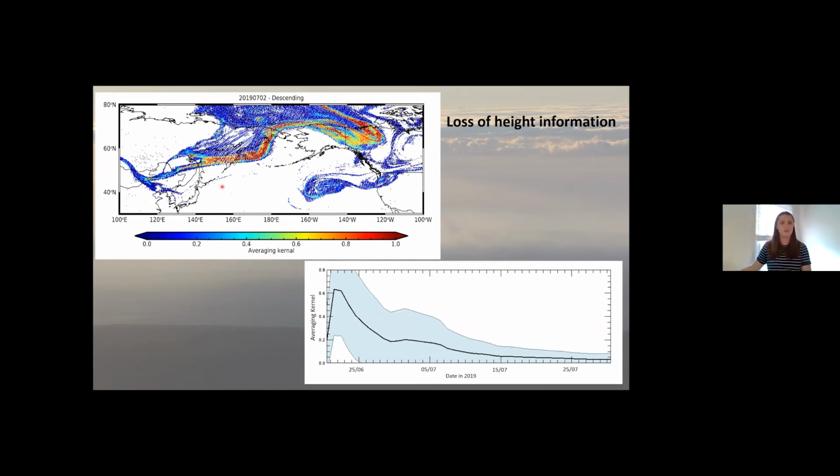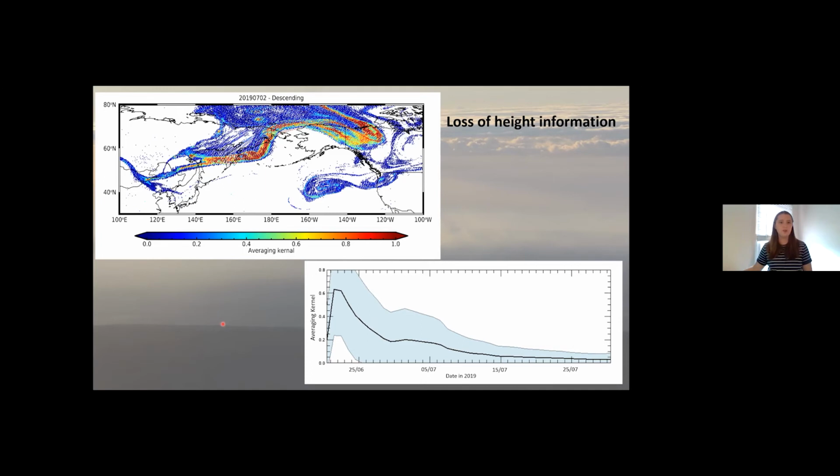This is a map from the 2nd of July, and you can see that we've got the core of the plume, which has a good averaging kernel value. That means we can use the information in this to perhaps inform our retrieval. Further away from this, particularly towards the edges of the plume, we've got a much lower value, and that's where our results are going to tend to the a priori, and we don't trust them as much. We can look at how this averaging kernel varies over time. The thick black line shows the median averaging kernel, and the standard deviation from this is represented in blue. We can see that this starts off high and then begins to fall over time.